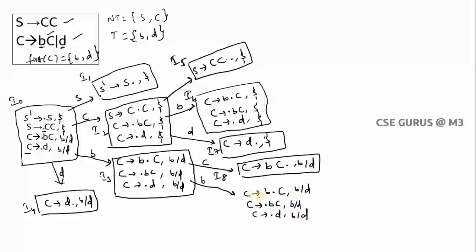Now you can see the whole part. Is this the same as I3 now? Yes, you can see the productions are the same. C tends to B dot C, C tends to B dot C, the lookahead is B by D. C tends to dot BC, here also B by D, look, the same. C tends to dot D. So can I write this one as I3? Yes, I can write it.